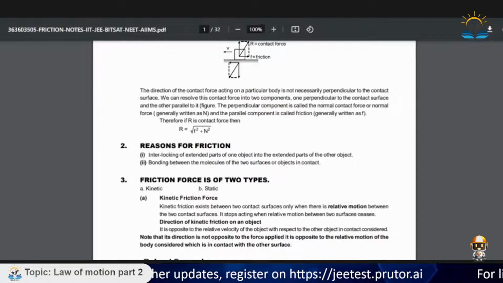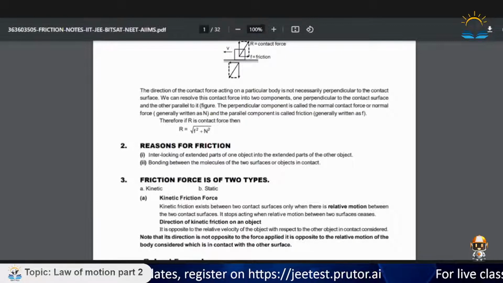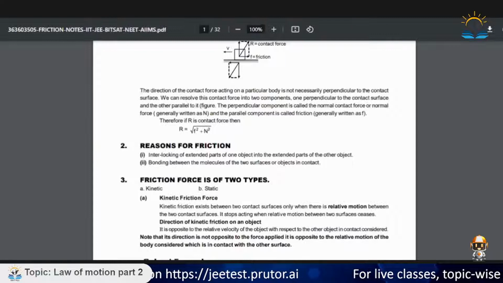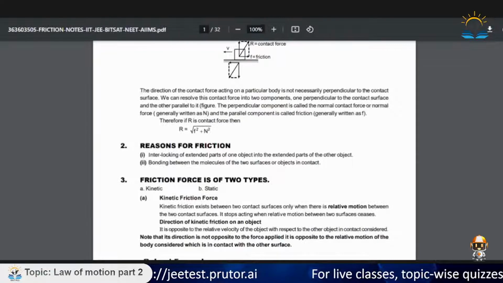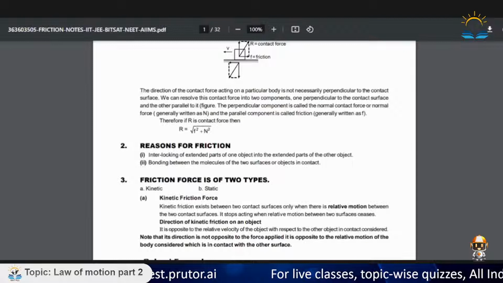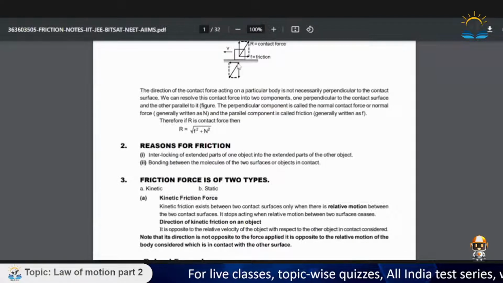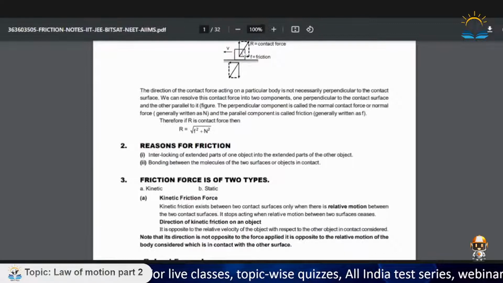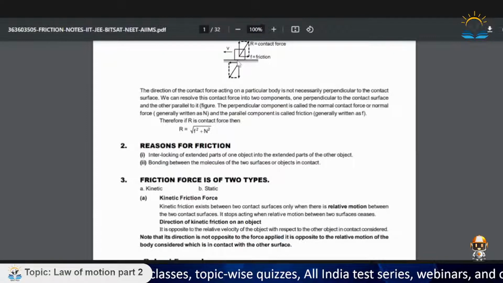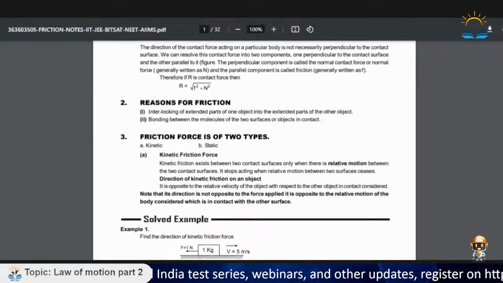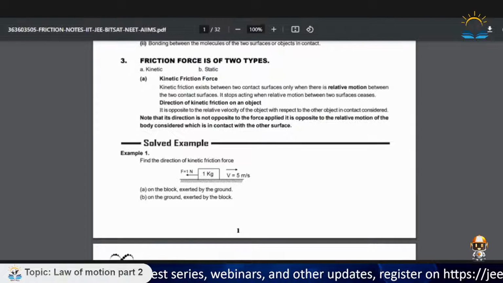Bonding between the molecules of the two surfaces or objects in contact. We have read in gravitation that any two bodies attract each other because of the gravitational force of attraction. Similarly, these two surfaces have some mass and some charges. So at the molecular level, the two bodies will have some attraction due to gravitation and electromagnetic force. Okay, this was the reason for friction.